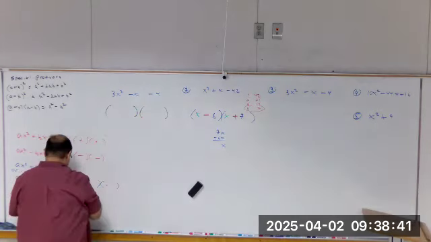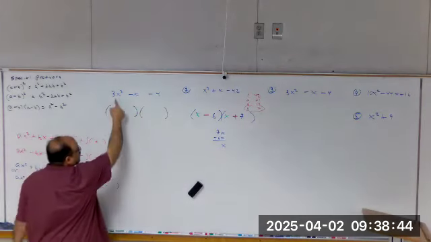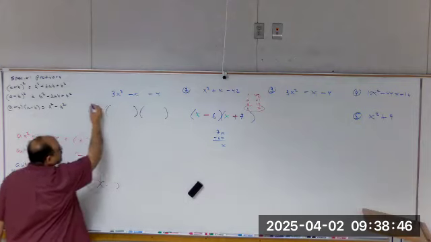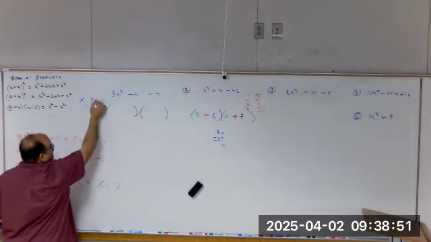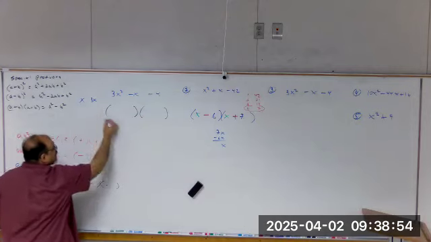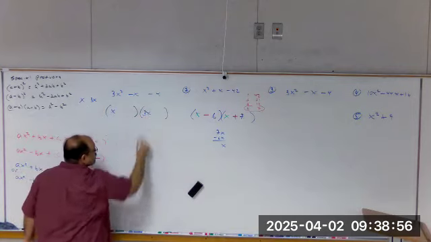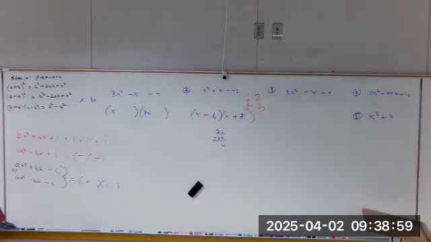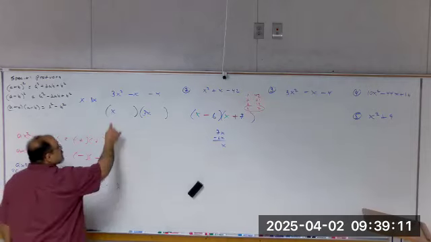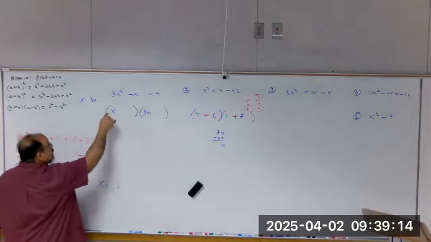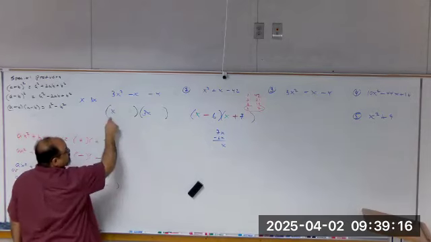So this time, first times first is 3x squared. The only way to make a 3x squared would be 1x times 3x. So now we have a little bit of a difference going on from the other questions. That's the only way to make 3x squared. It has to be x and 3x.